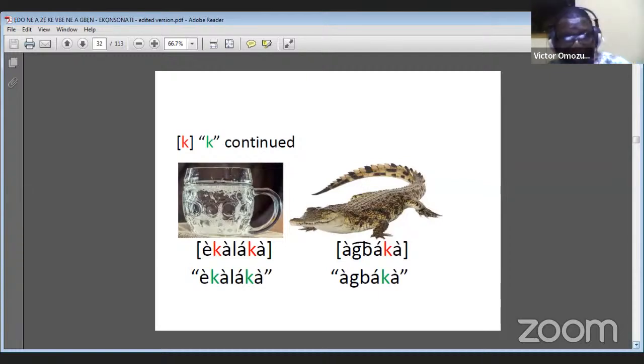Then key, ekalaka. The word ekalaka is not originally an Edo word. It's borrowed from Portuguese. Carnical. And then you have Agbaka. The picture is there. That is crocodile. Different from a woo-woo, as we are going to see later.